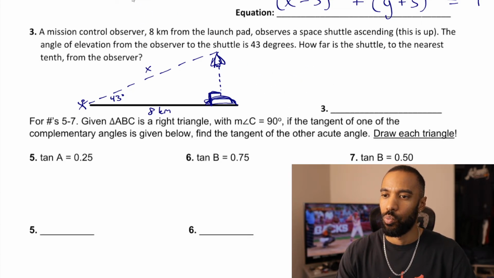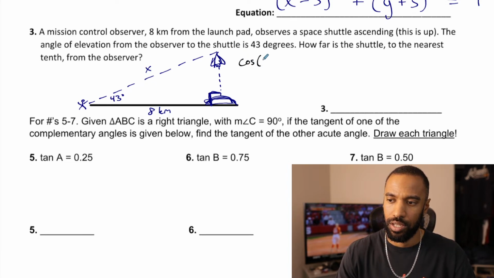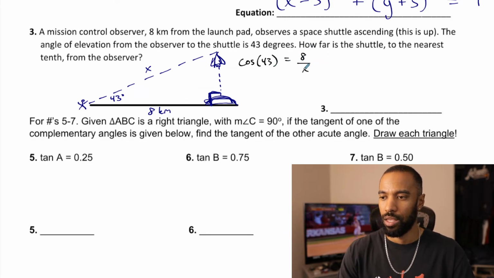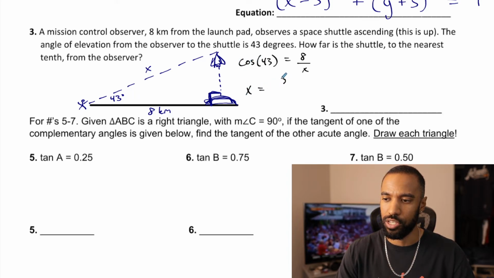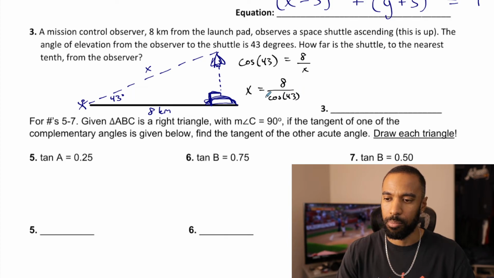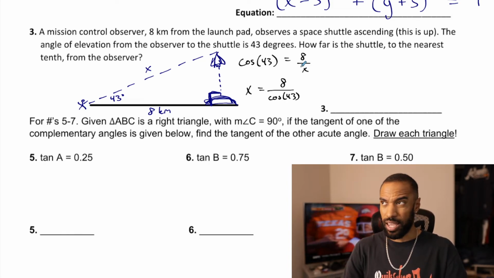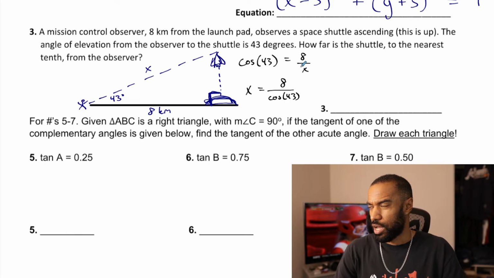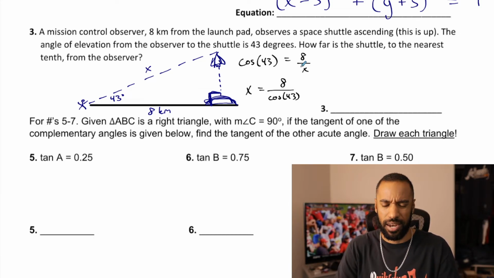Trig. We have a 43 degree angle. We have the angle adjacent, and we need to find the hypotenuse. That is cosine. The cosine of 43 equals 8 over x. Multiply both sides by x. Divide both sides by cosine of 43. x equals 8 over cosine of 43. Remember, we should get a number that's more than 8. This is the hypotenuse, right? It should be close to root 2 times larger than 8.